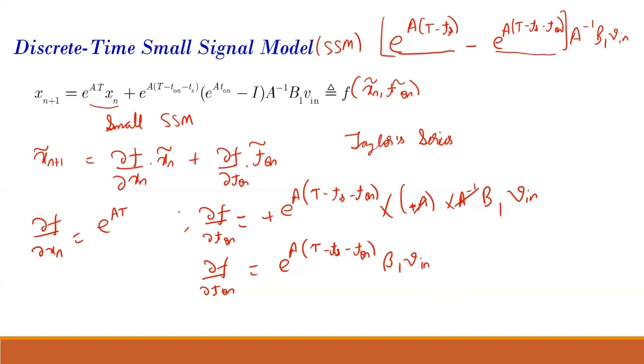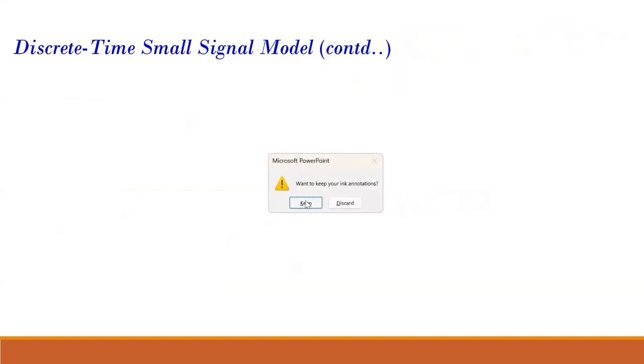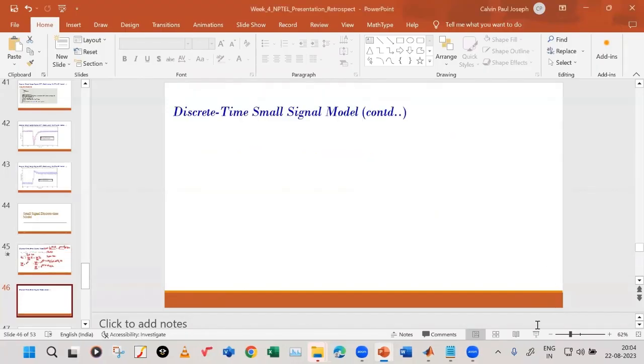Any issues in this? So this is how I've done the derivative. Now I will write the total small signal model.